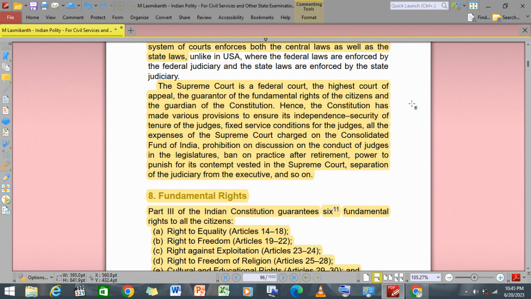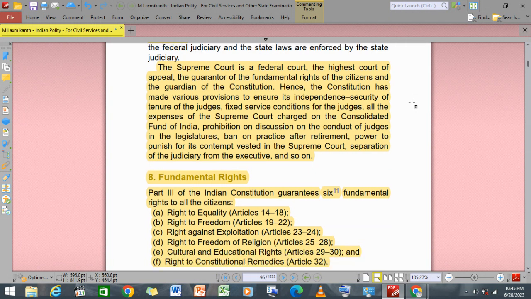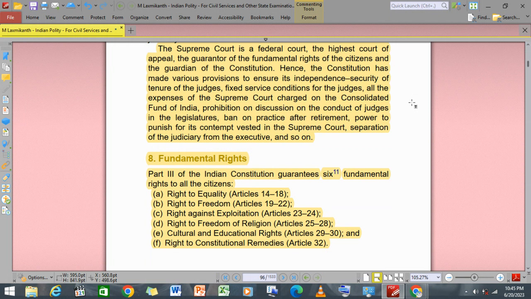The Supreme Court is a federal court, the highest court of appeal, guarantor of the fundamental rights of the citizen, and guardian of the Constitution. Hence, the Constitution has made various provisions to ensure its independence: security of tenure of judges, fixed service conditions for judges, and all the expenses of the Supreme Court charged on the Consolidated Fund of India. That means the tenure of judges and the fixed services, all these things, while the expenses of the Supreme Court are charged on the Consolidated Fund of India, meaning they are taken from the Consolidated Fund of India.